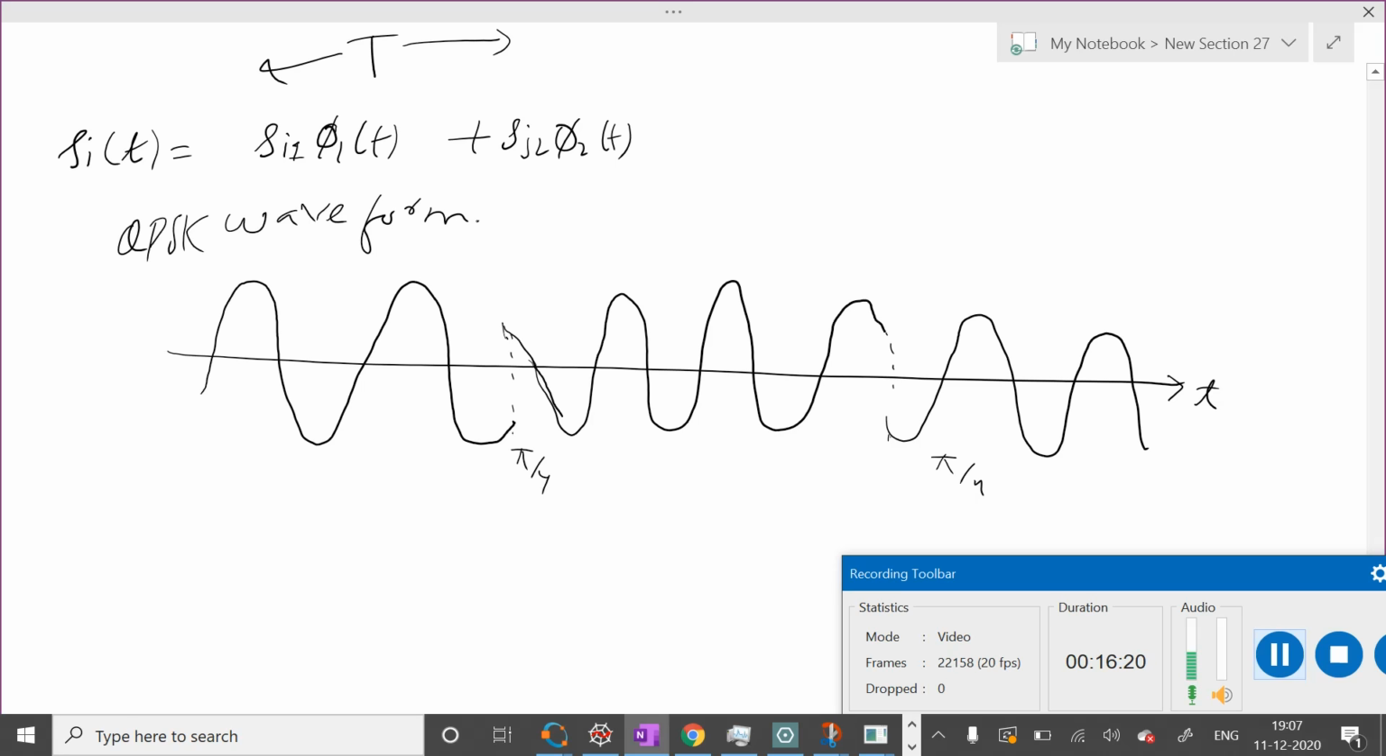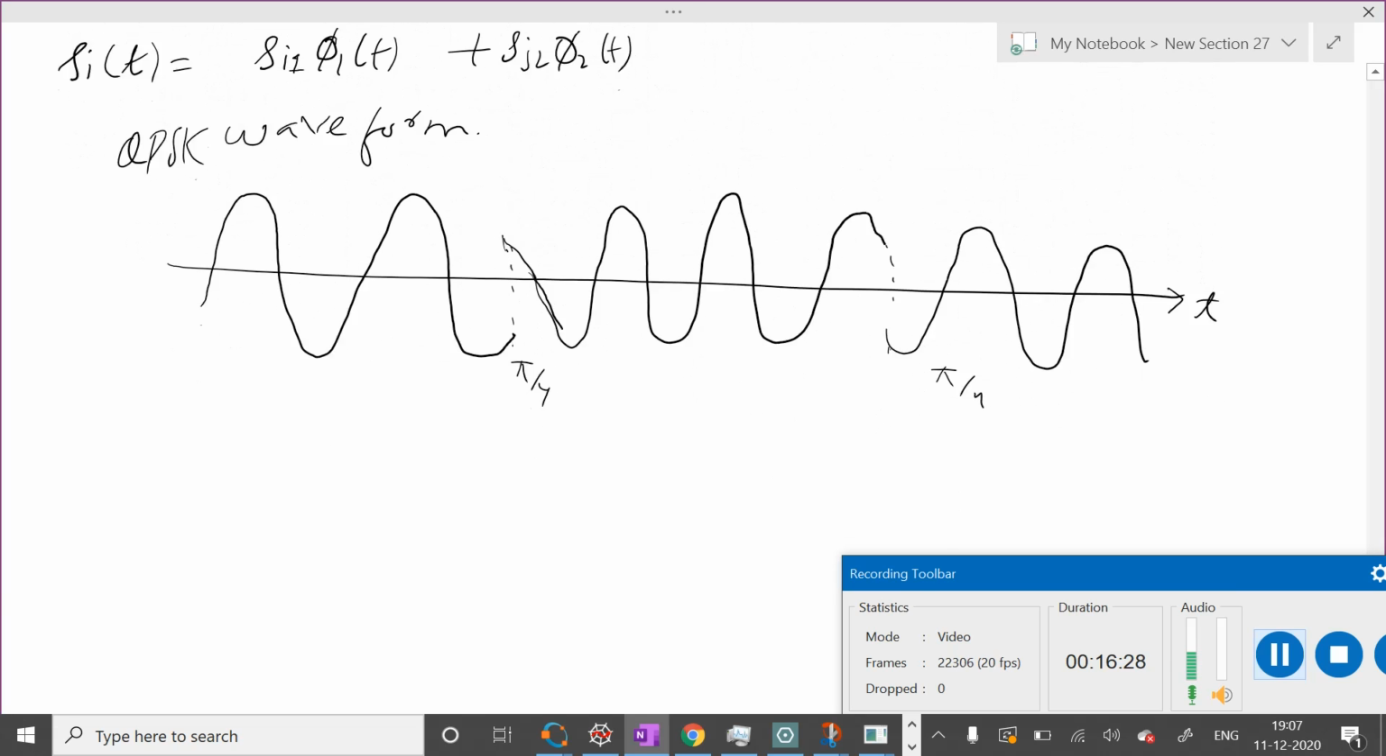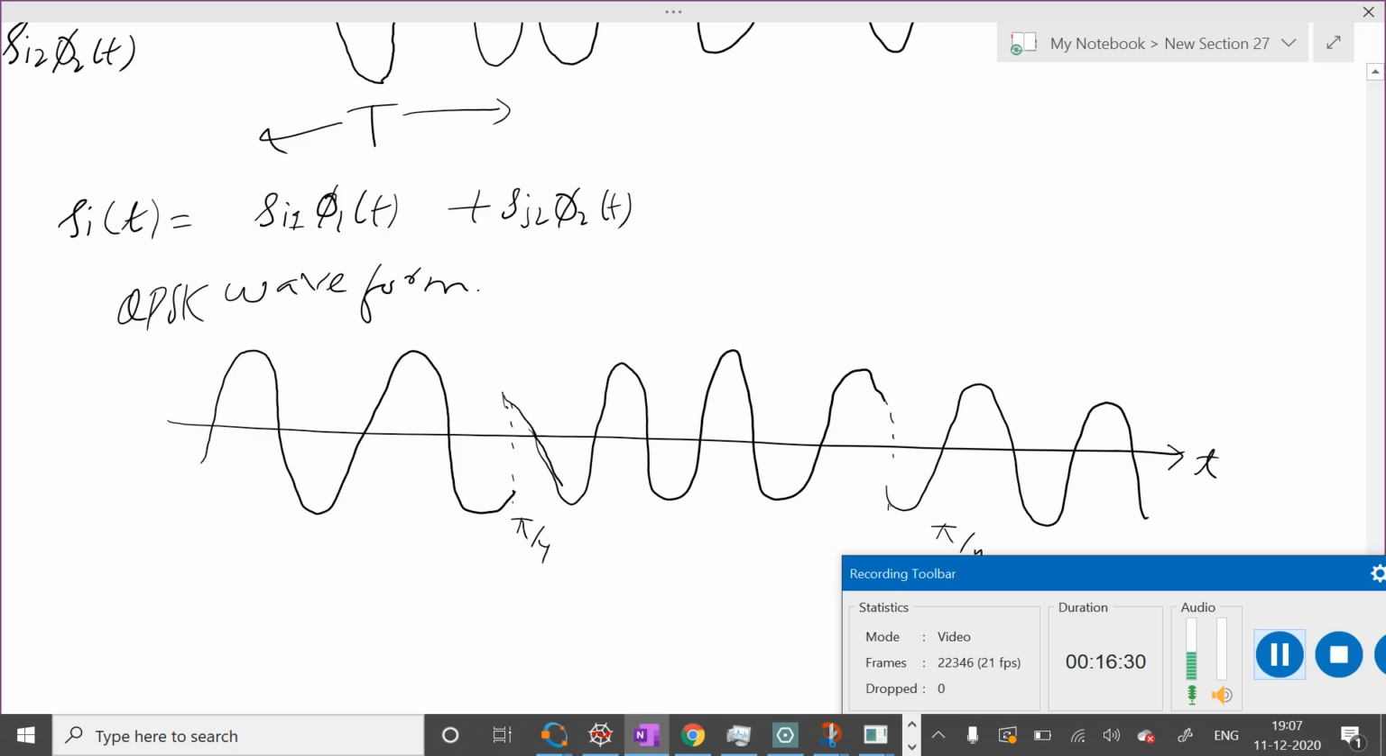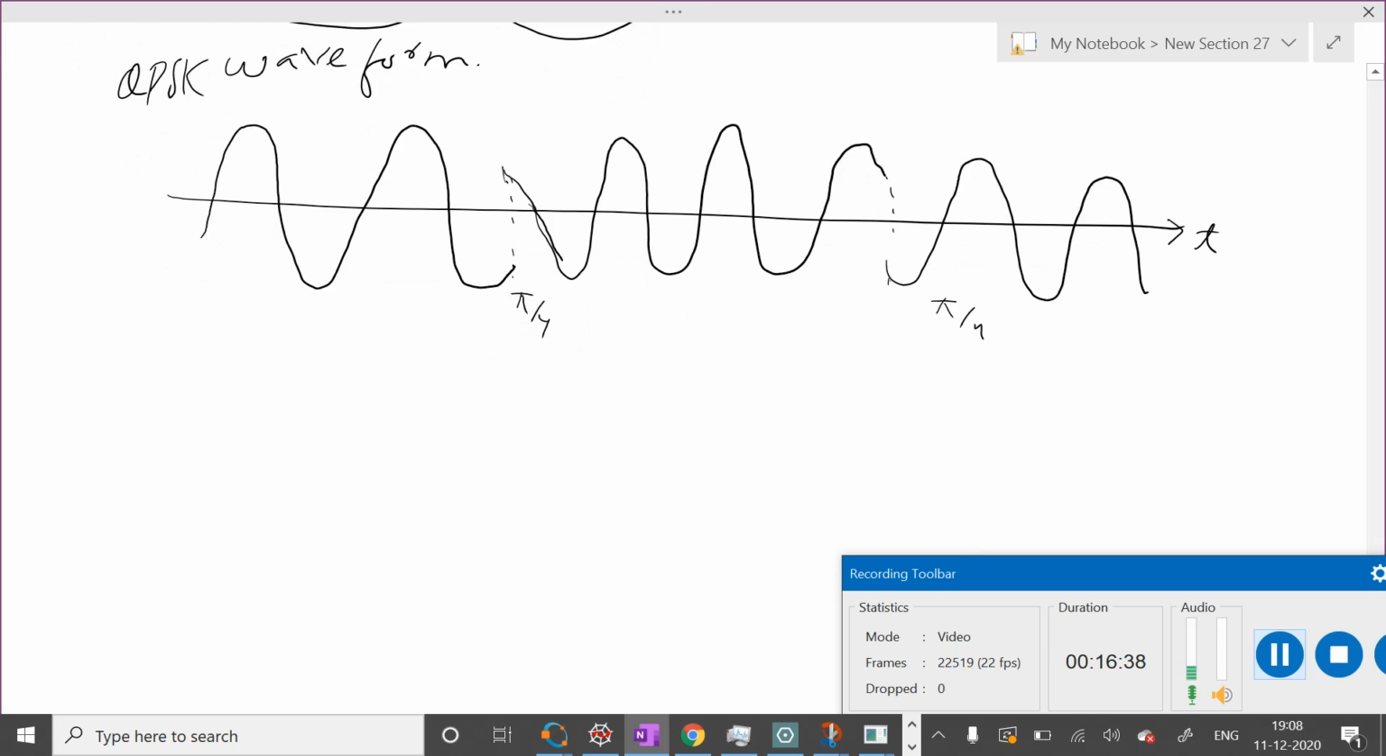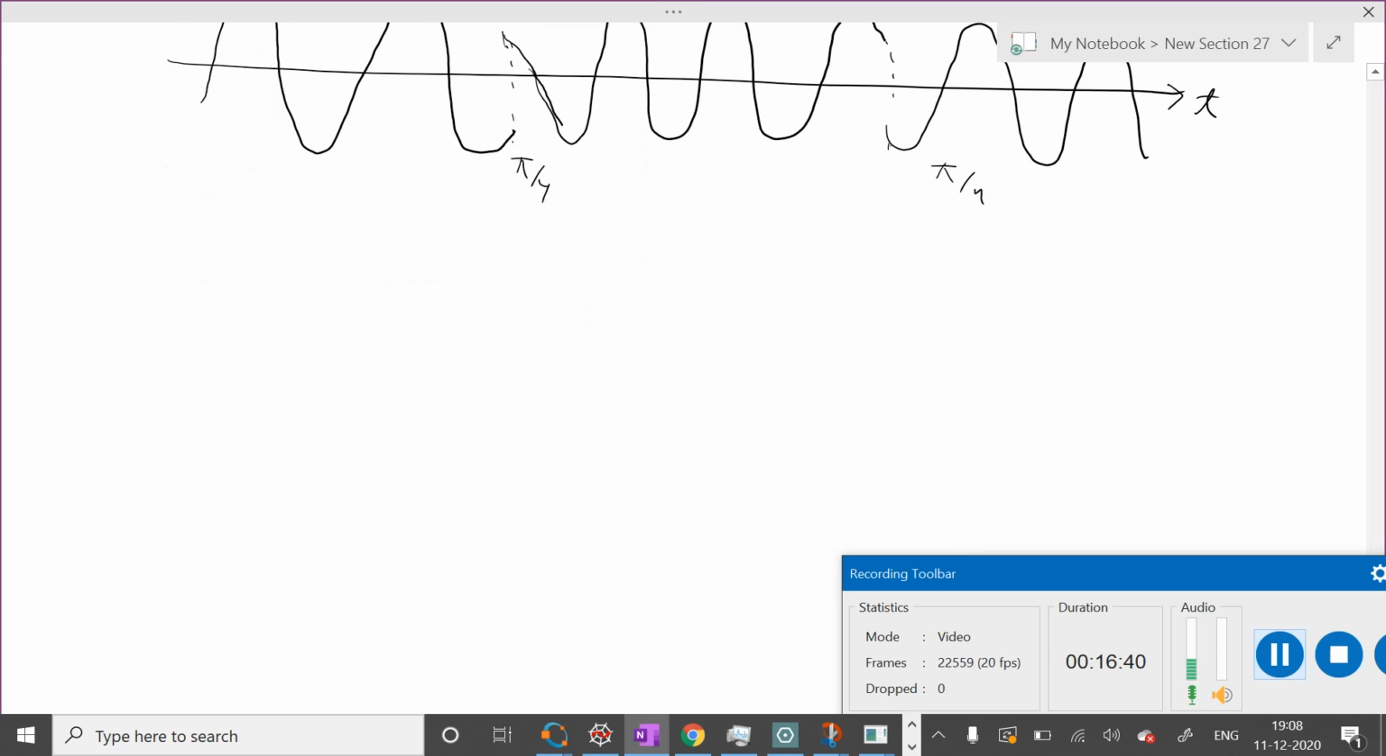Now this particular example prepares us for the modulator design of QPSK signal. You can think of QPSK as two BPSK signals. This part looks like BPSK, as I told last time. This part also looks like BPSK. So here is now the QPSK transmitter or modulator.